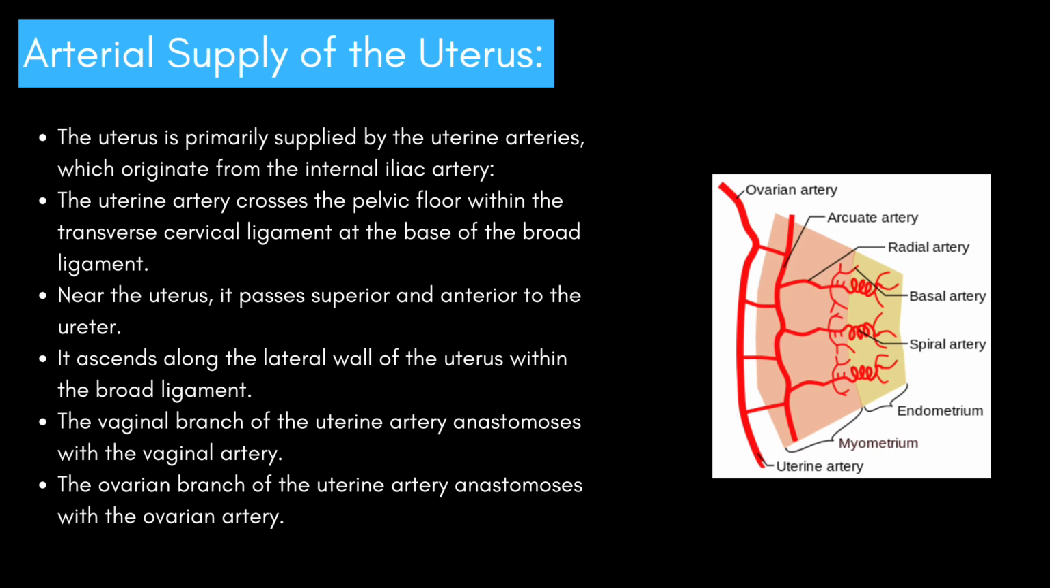It ascends along the lateral wall of the uterus within the broad ligament. The vaginal branch of the uterine artery anastomoses with the vaginal artery. The ovarian branch of the uterine artery anastomoses with the ovarian artery.